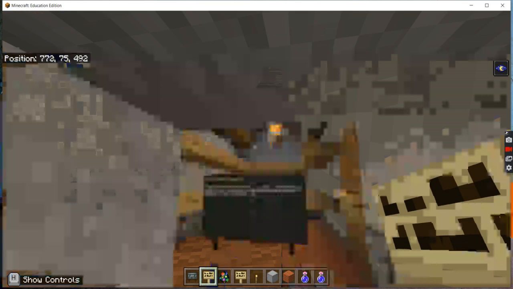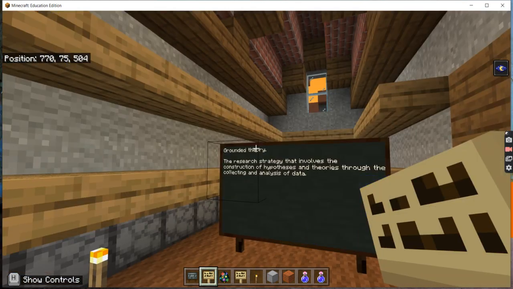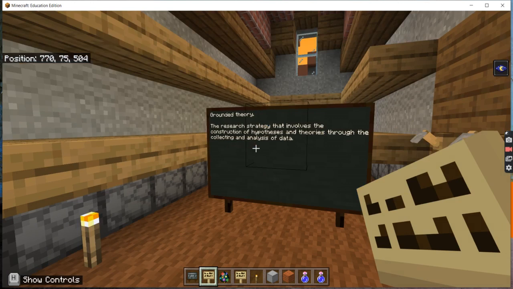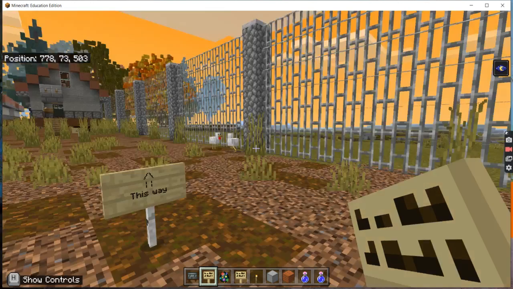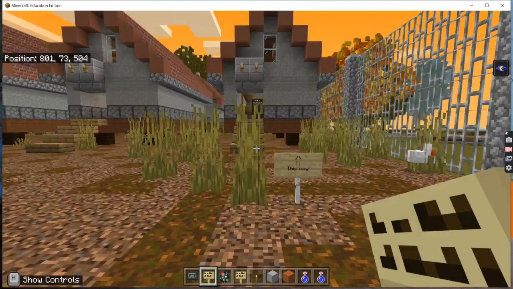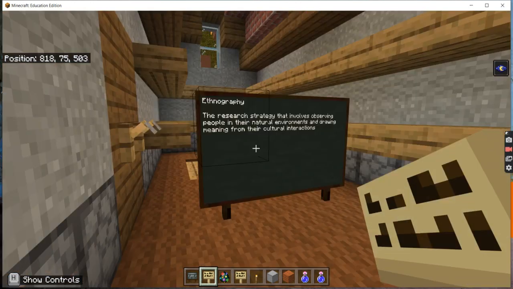Moving to another one. Grounded theory. The research strategy that involves the construction of hypotheses and theories through the collecting and analysis of data. Moving on. Ethnography. The research strategy that involves observing people in their natural environments and drawing meaning from their cultural interaction.